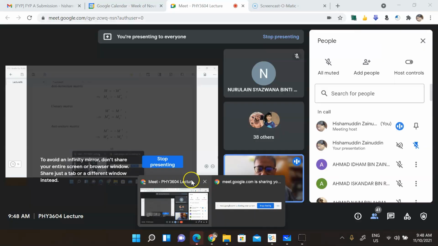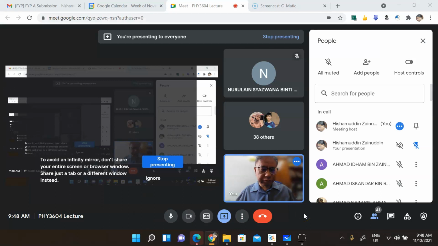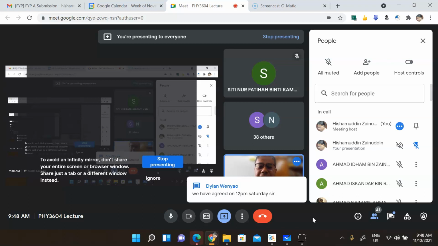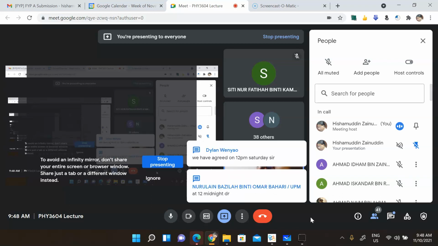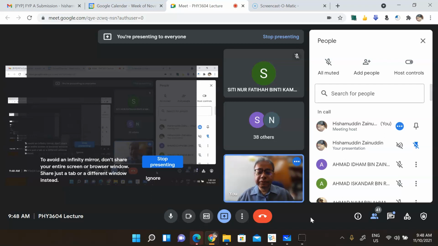Any questions so far? I believe I put up notes on the portal. For your assignment, please try to do this before. Do you want a deadline for Saturday? What time? Any suggestion you can put on the chat? 12 a.m., 12 midnight. So that means just bordering between Saturday and Sunday. We have agreed on 12 p.m. Yeah, I thought I mentioned something about that. So 12 p.m. Is that okay?